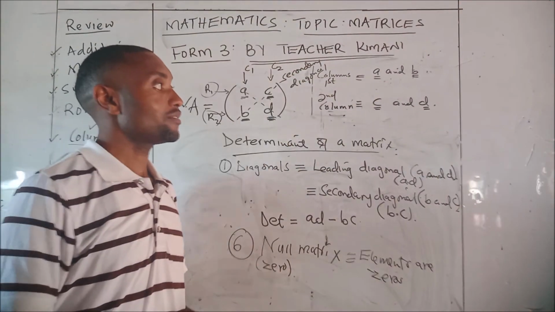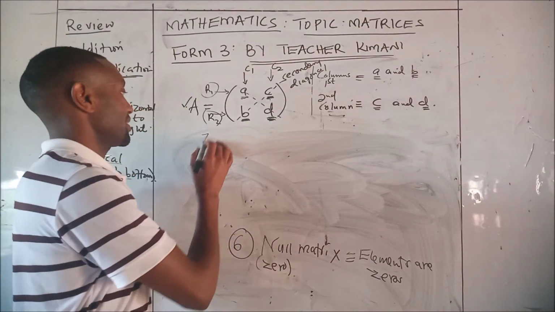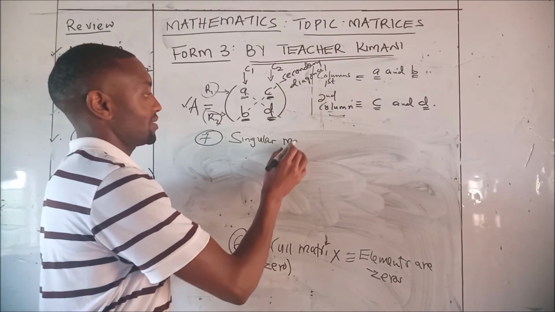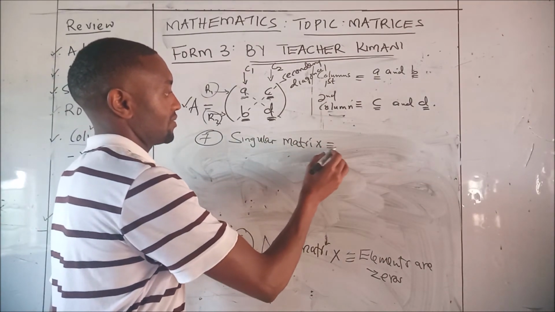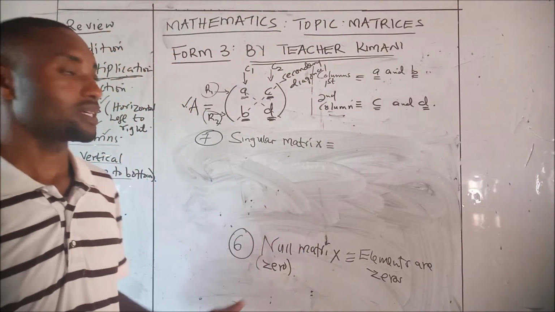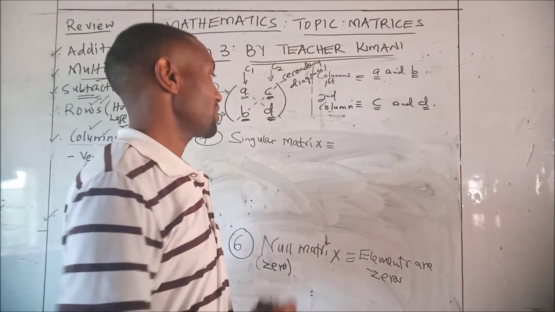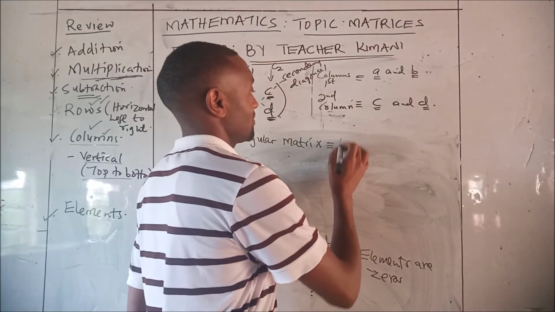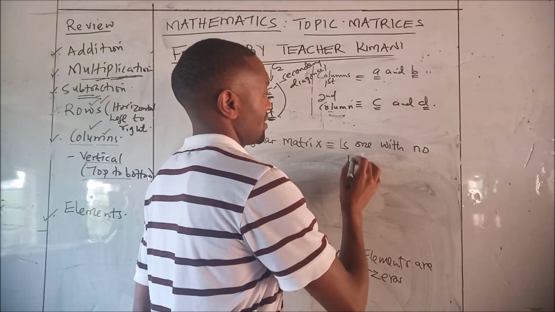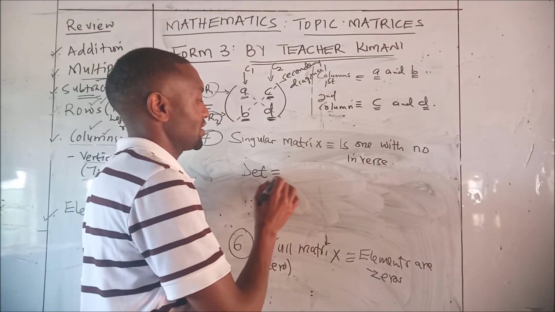And then we have what we call a singular matrix, that is our number 7. For a singular matrix, although we will go into details sometime later after this video, we will find that a singular matrix is one with no inverse. The determinant here is equivalent to 0.